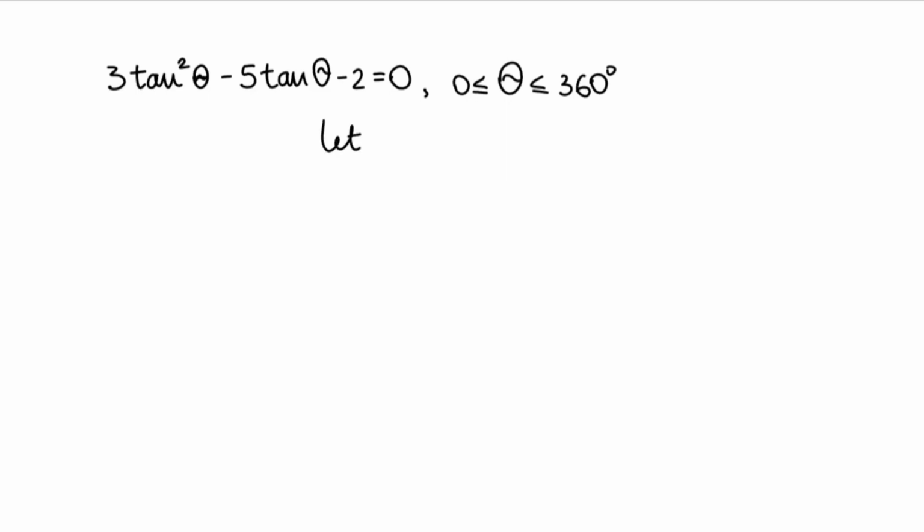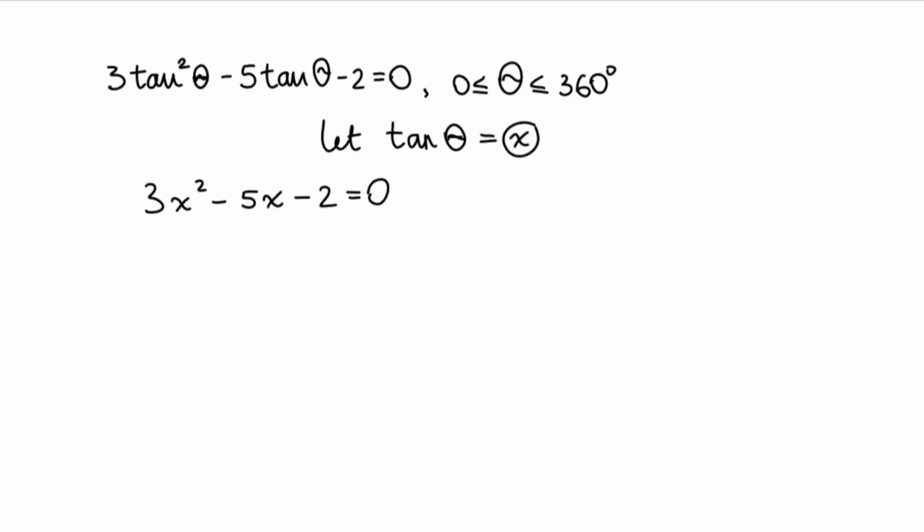Let then theta be x. So then we will end up with the equation 3x squared minus 5x minus 2 equals 0. We have a quadratic equation that we can try to solve by factoring.